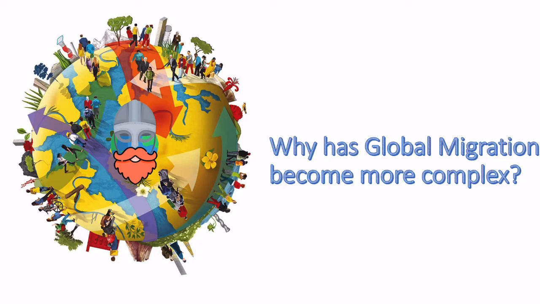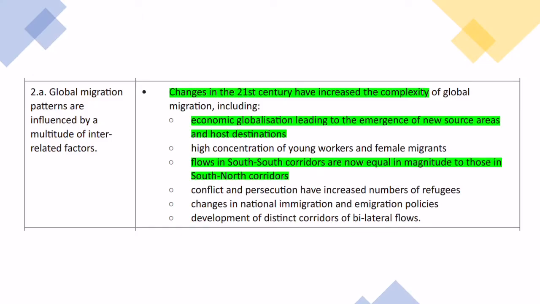In today's video, I'm going to be talking about global migration and how it's become more complex in the 21st century. This is for the OCR A-Level Geography spec. There are quite a lot of bullet points here, and I'm only going to cover two of them. So I'm going to look at economic globalization and how that's created new source areas and destinations. And I'm also going to talk about how the corridors from south to south and south to north have equalized a little bit.